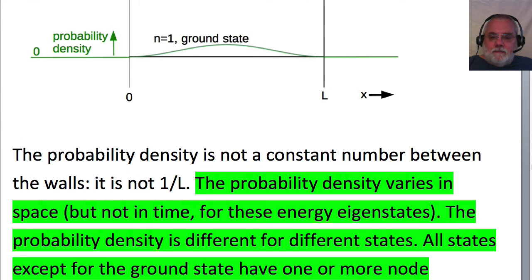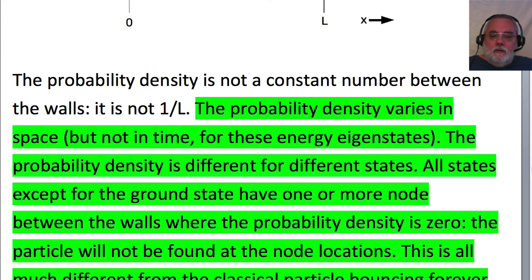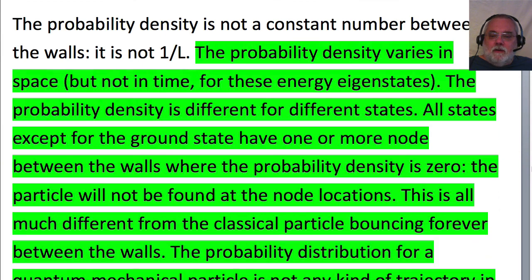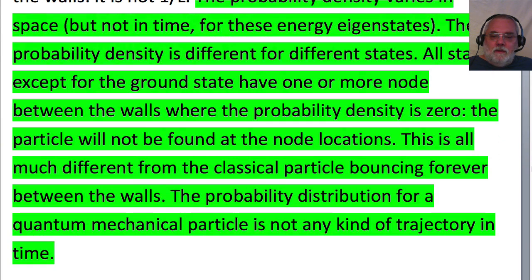All states except for the ground state have one or more nodes between the walls where the probability density is 0. The particle will not be found at the node locations. This is all much different from the classical particle bouncing forever between the walls. The probability distribution for a quantum mechanical particle is not any kind of trajectory in time.